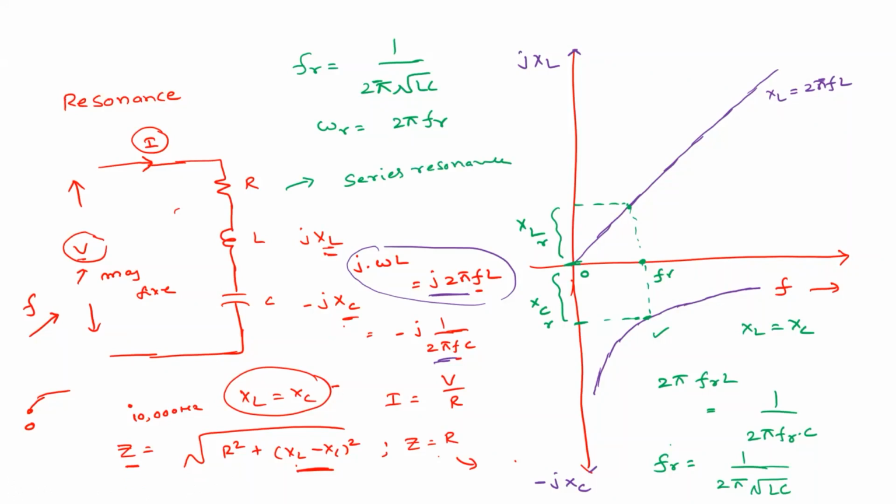Similarly, we have parallel resonance, which we'll discuss in later classes. At resonance, and in particular at series resonance, the impedance of the circuit is minimum, and the resultant current is maximum. At series resonance, the resultant current is maximum and the resultant impedance is minimum. Clear?